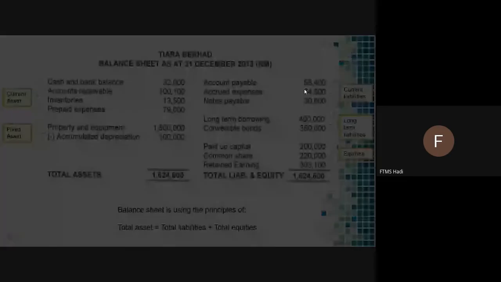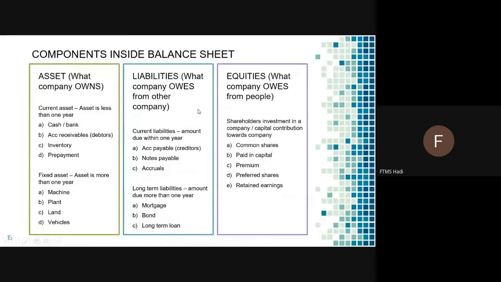Okay, liabilities: what the company owes to others. Not only other companies, but also other people. Current liabilities mean the amount that the company needs to pay that is due within 1 year.